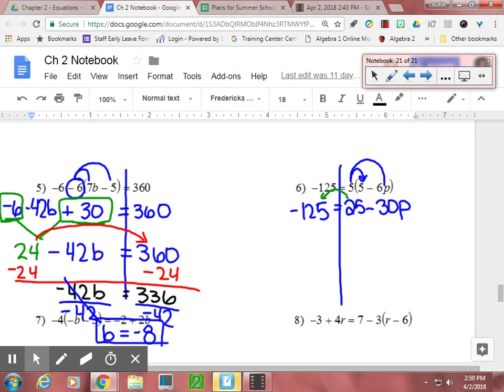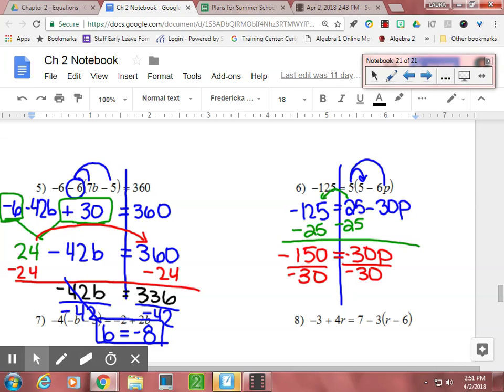So I'm going to move the 25 to the other side by subtraction. So this is going to give me an even more negative answer. So I have negative 125 and negative 25. That's going to give me negative 150 equals negative 30p. Okay, so now I have to get p by itself by dividing it by negative 30. So when I do that, it's the same thing as taking 15 divided by 3, and I get that 5 equals p, and I can rewrite it to say that p equals 5.